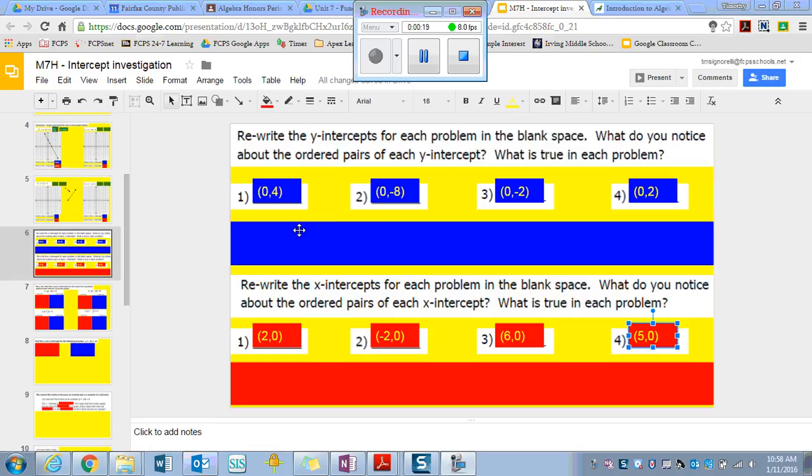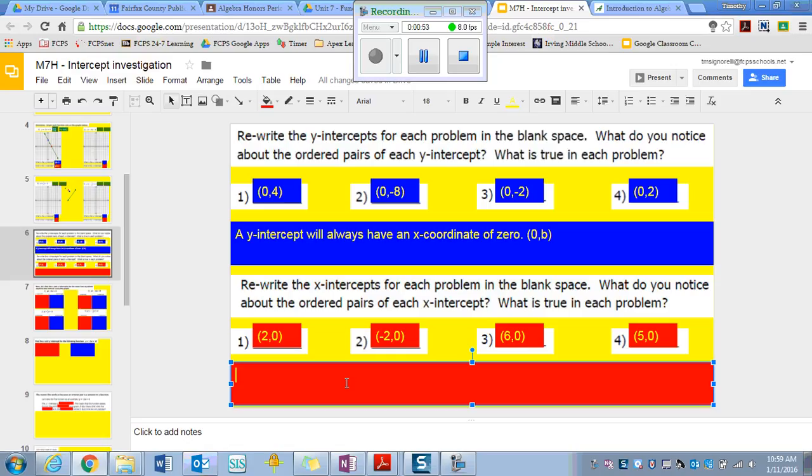In order for something to be a y-intercept, it has to fall on the y-axis. At that location, our x-coordinate is always 0. So anytime we have a y-intercept, we know that the x-coordinate will always be 0. Which means it'll always be in the format of 0, comma, whatever the constant is in the equation.